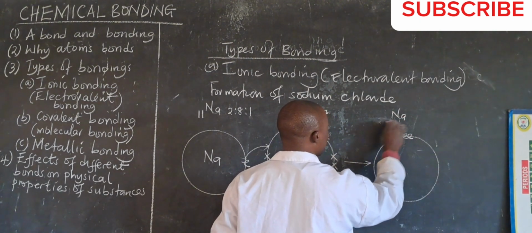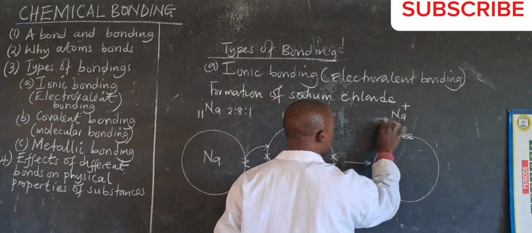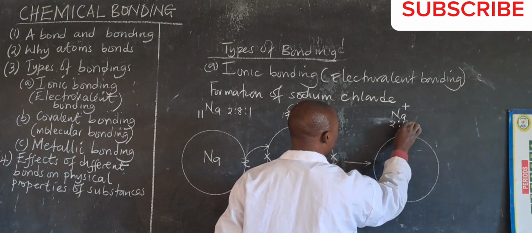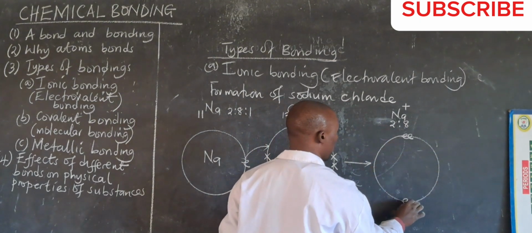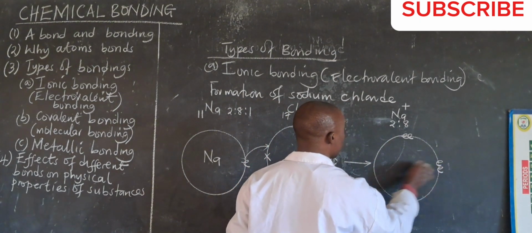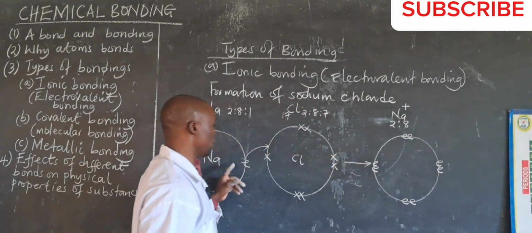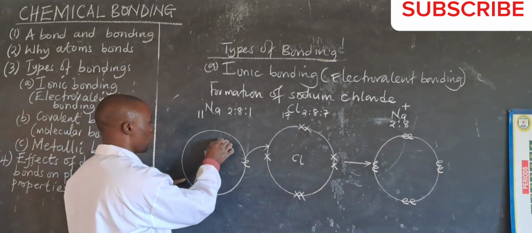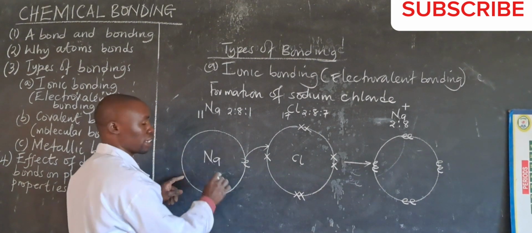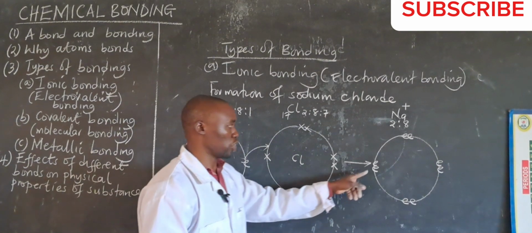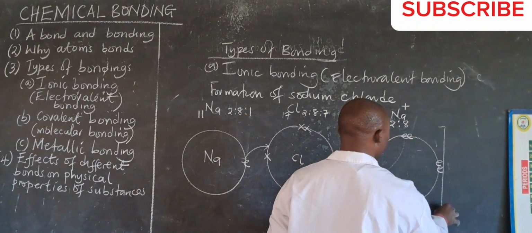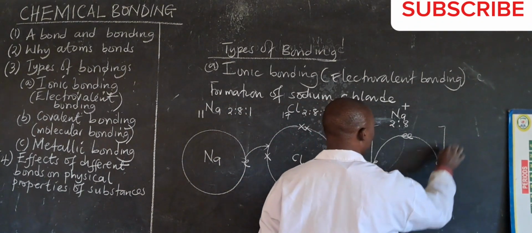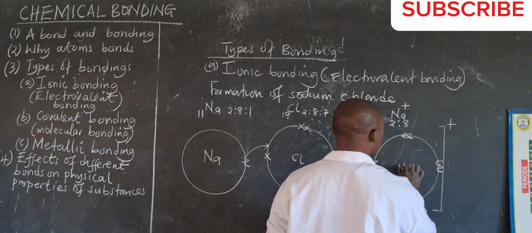Sodium here will have lost 1, so we make it an ion. The electronic configuration will be 2, 8. That means the outermost shell will actually have 8. We've not shown it here, but remember the next shell inside has 8, which we are showing here with this configuration. Then this will have changed into what we call a positive ion.